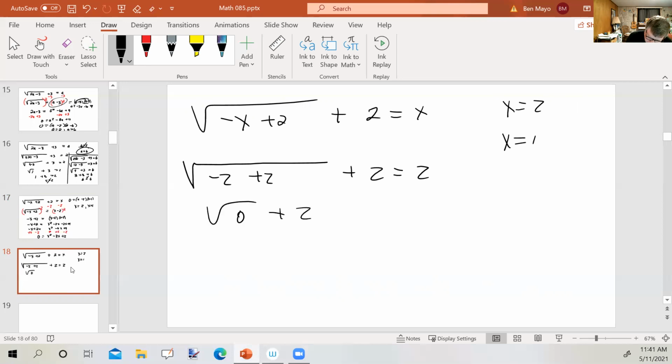Square root of 0 plus 2 equals 2. The square root of 0 is 0. 0 plus 2 is 2. 2 equals 2. So that solution works.